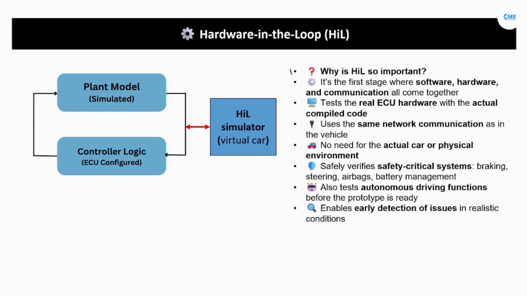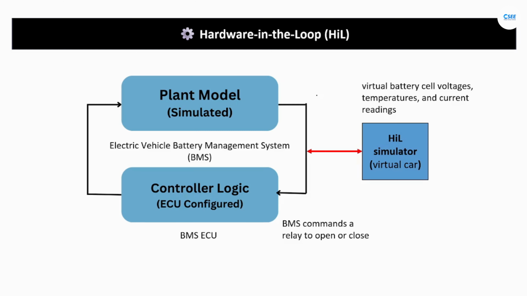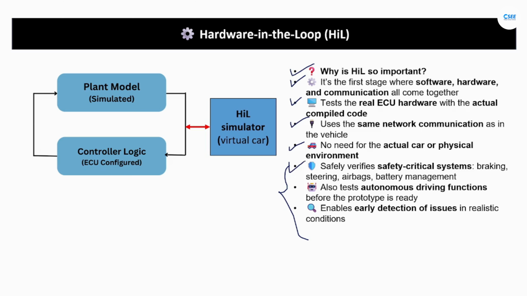Now, why is HiL so important? Because this is the first stage where all software, hardware, and communication come together under realistic conditions. You are testing the real ECU hardware, the actual compiled code, and the same network communication setup that will exist in the vehicle, but without needing the actual car or physical environment. This allows engineers to safely verify safety critical systems such as braking, steering, airbag deployment, battery management, or autonomous driving functions long before the prototype vehicle is ready.